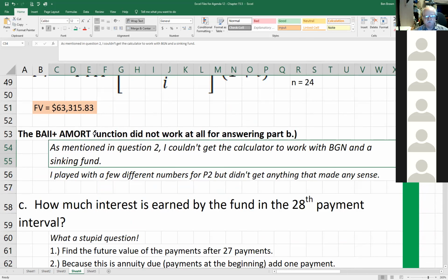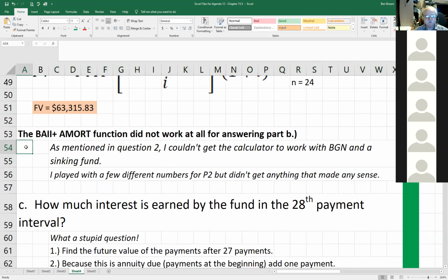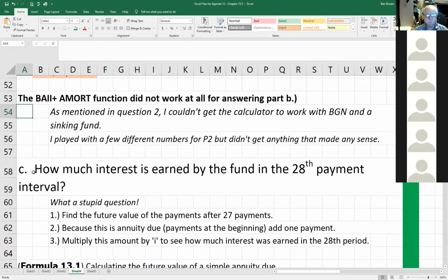I tried to use the amort function on the BA2 plus, but because it's annuity due with BGN up, I couldn't find any numbers that would make any sense. So if you ever figure out how to use the BA2 plus function with an annuity due, please let me know. But I couldn't figure it out.